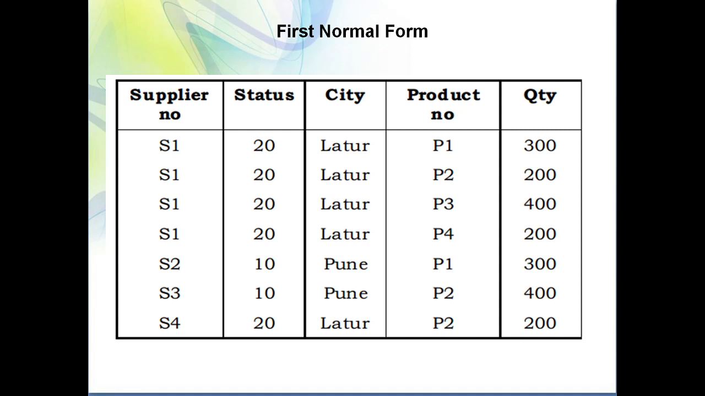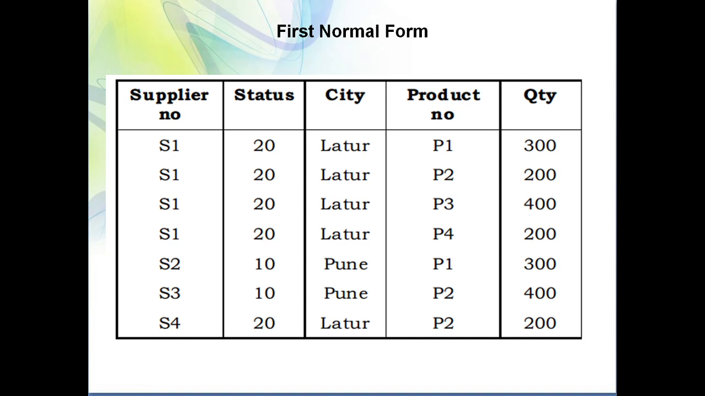Now in this particular table, we have to check whether partial dependency exists or not. Suppose I know the supplier number, I can tell the status, 20. Yes. Suppose I say S1, I can easily tell the status as 20. That means this non-key attribute depends on supplier number. Suppose I know the value of supplier number, I can easily find the value of status. That means in this particular table there exists partial dependency.